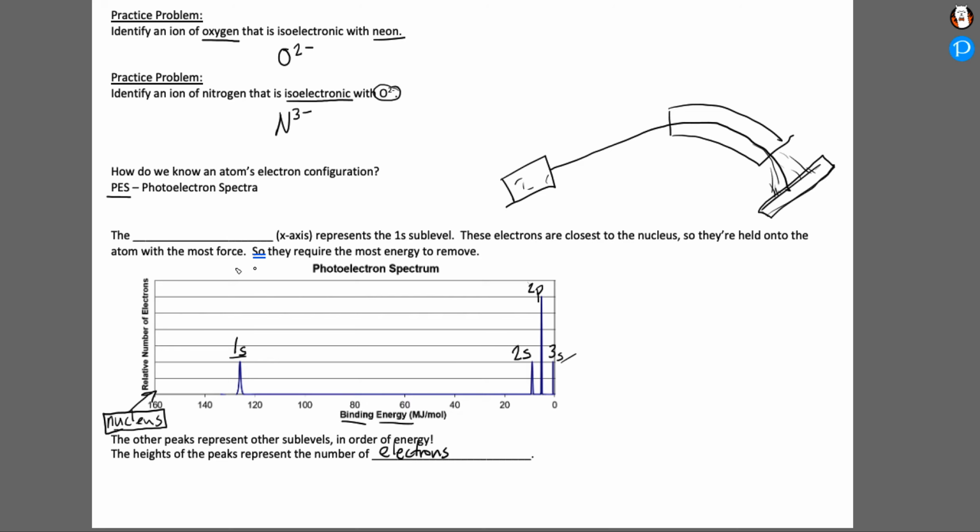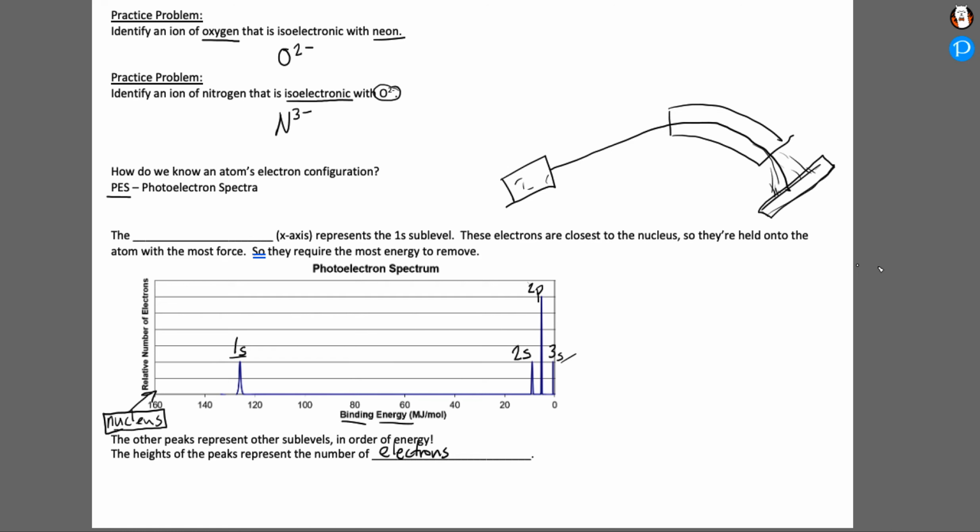And this would be a common question on the AP exam. They'll give you a blank PES readout like this, and they won't label it 1s, 2s, or anything like that. They'll just ask what is the element that is represented by this. And so again, what you'd have to do is label these out and count up how many electrons you've got.